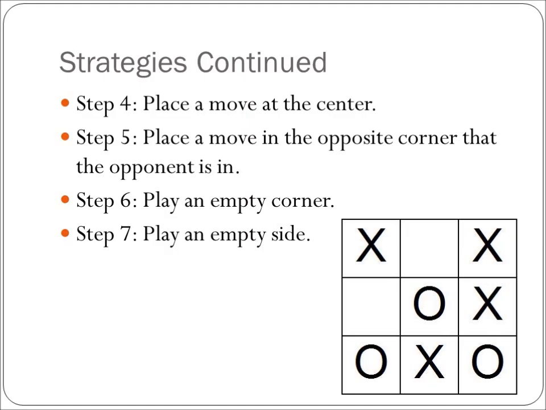Step 4. Place a move at the center. Step 5. Place a move in the opposite corner that the opponent is in. Step 6. Play an empty corner. Step 7. Play an empty side.